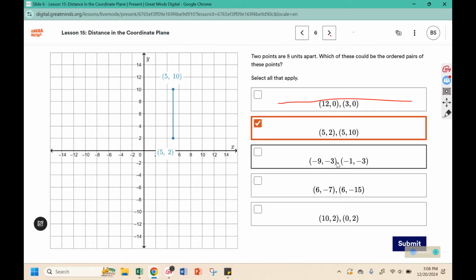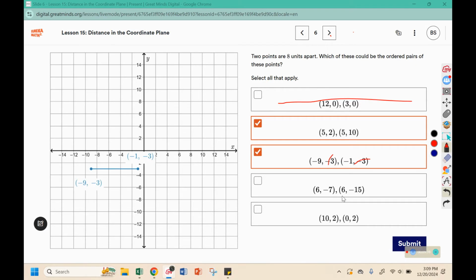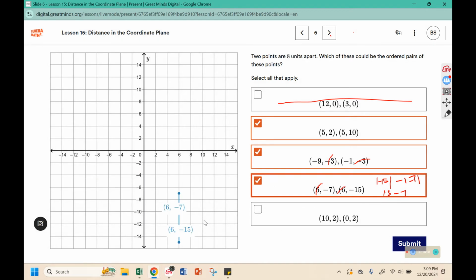Here I have the negative 3's match, so we can cross those pieces out. And the absolute value of negative 9 is 9. The absolute value of negative 1 is 1. 9 minus 1 would give us 8, so that one could also work. Here I see the 6's match, so we're worried about the 15 and the negative 7. The absolute value of negative 15 is 15, and the absolute value of negative 7 is 7. So 15 minus 7 is 8. So it could be this one as well.